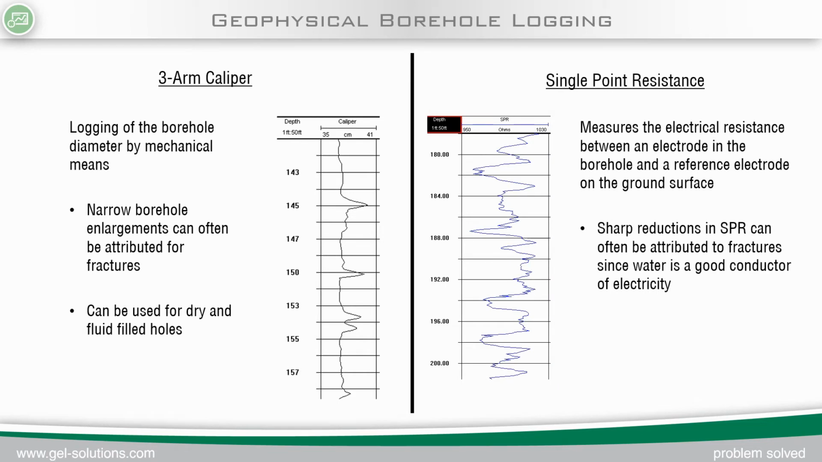First up, we have the 3-arm caliper. This is a mechanical tool that measures the diameter of the borehole. When narrow enlargements are seen in the data, this can typically be attributed to fractures in the rock. This tool can be used in dry or fluid-filled holes.